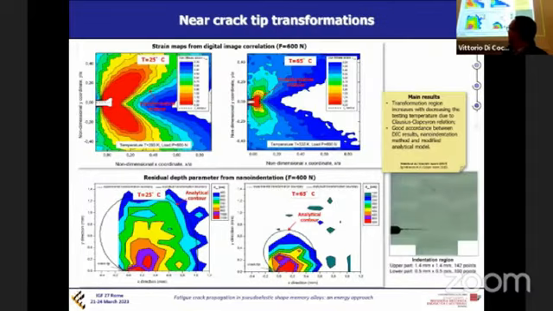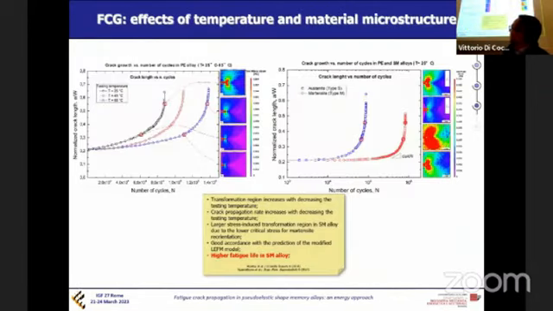And okay, this is an example of the results we obtained from the high resolution DIC and indentation. So we are able to capture the strain field in the near crack tip region and consequently the transformation zone. And we have observed the marked effect of the temperature on the fatigue crack propagation curves.